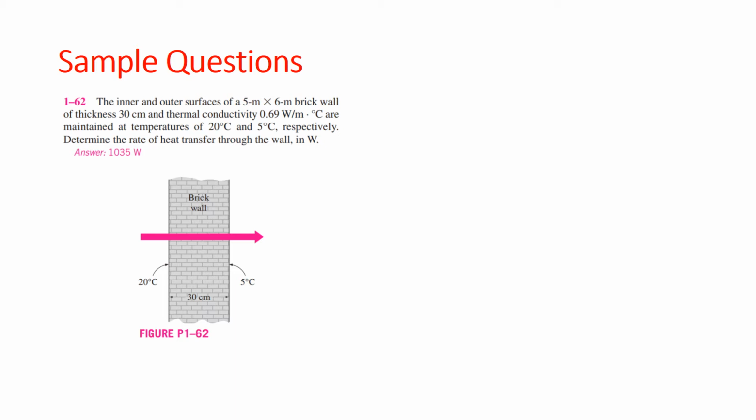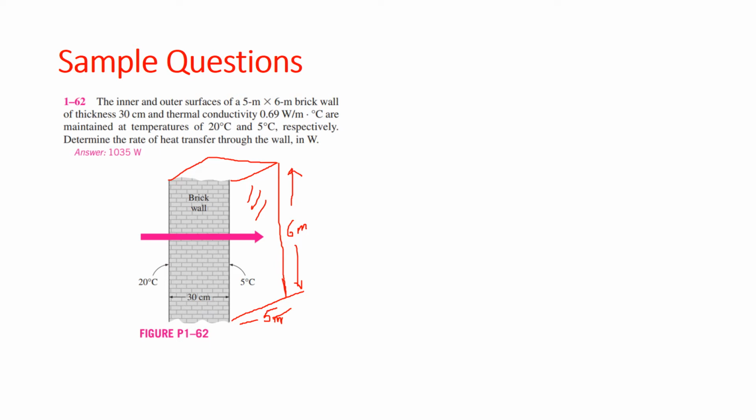The thickness is also given. So the cross section area is given. This is your cross section area. If you make it a 3D shape, it will be something like this. So let's say for example, this is 5 meter and this is 6 meter. A number without a unit has no meaning. So 5 by 6 is the area of this wall, and the thickness of the wall is also given.